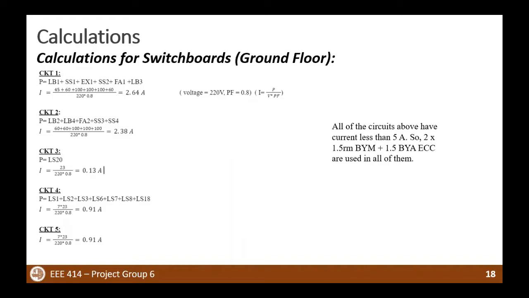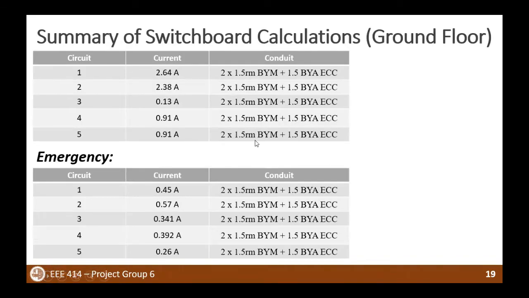Here we see all the currents are below 5 amperes, so 1.5 RM NYY and 1.5 BY ECC wire are used. In this way, we calculated all the switchboards and emergency switchboards for ground floor, first and second floor, and the corresponding wire sizes are given in these tables.